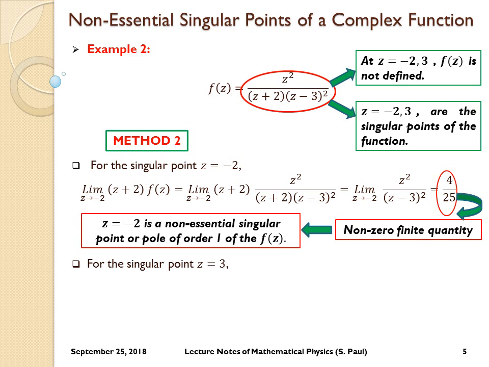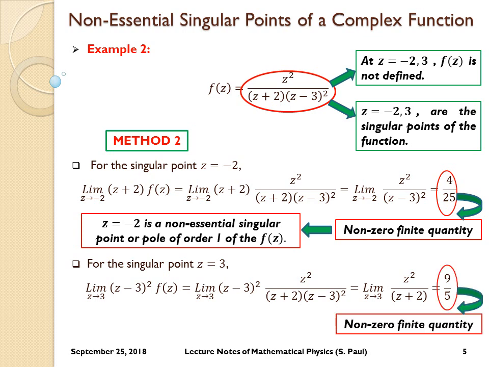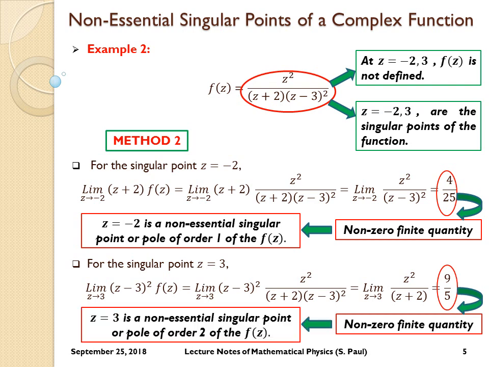Similarly, for the second singular point z equal to 3, we calculate the limiting value of (z minus 3) whole square into f of z, as z is tending towards 3. The (z minus 3) whole square factor will cancel, and the limiting value comes out to be 9 by 5, which is a non-zero finite quantity. So here z equal to 3 will be a non-essential singular point or pole of order 2 of the given complex function.